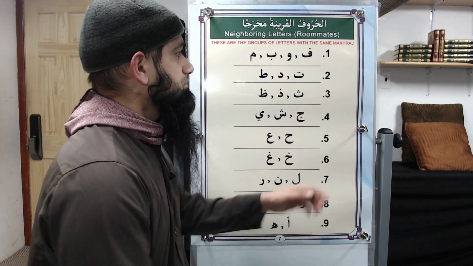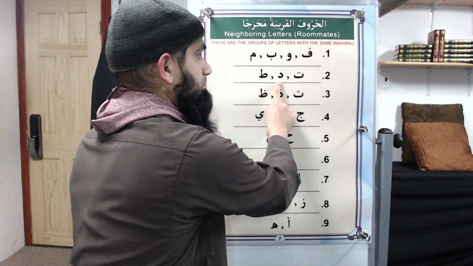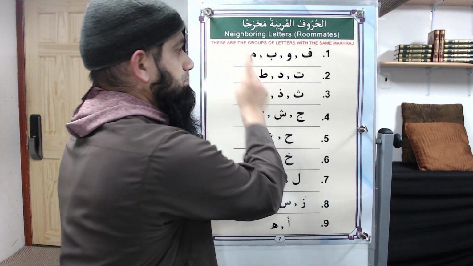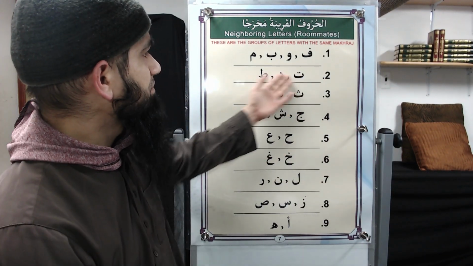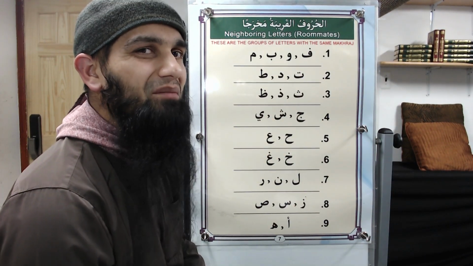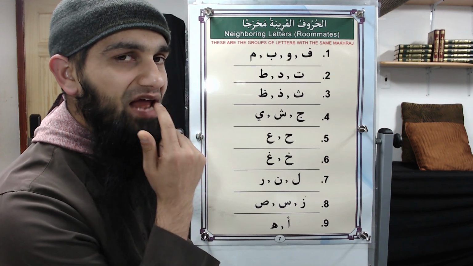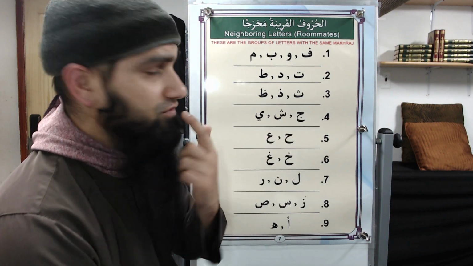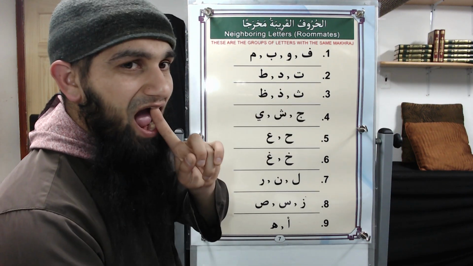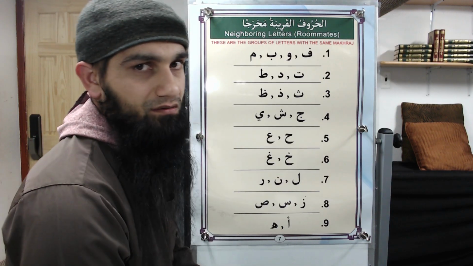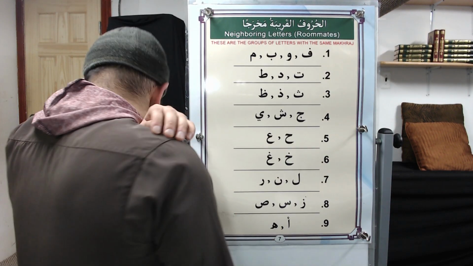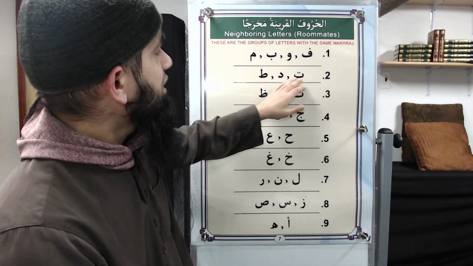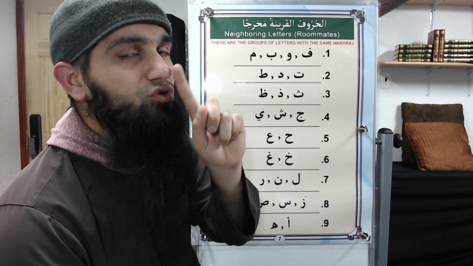Group number 2. Let's read it. Da, Dal, Ta. Okay. What's similar between these letters? They all come from the front flat part of the tongue, which is called taraf-ul-lisan, against what? Against the roots of the upper teeth. Alhamdulillah. They come from the front of the tongue against the roots of the upper teeth.